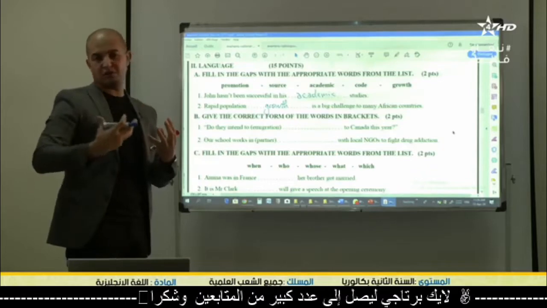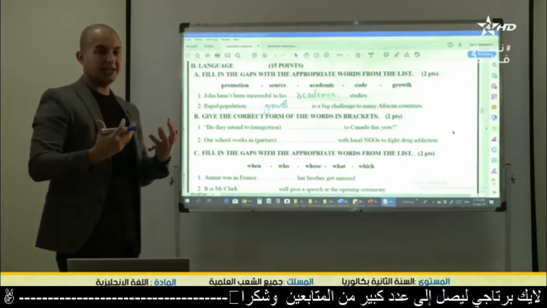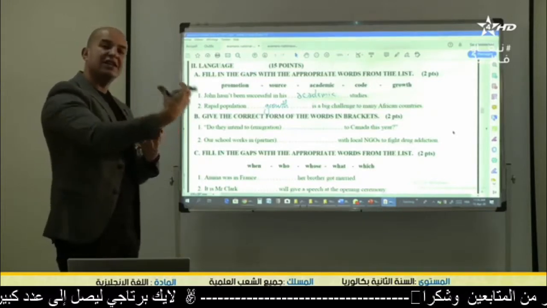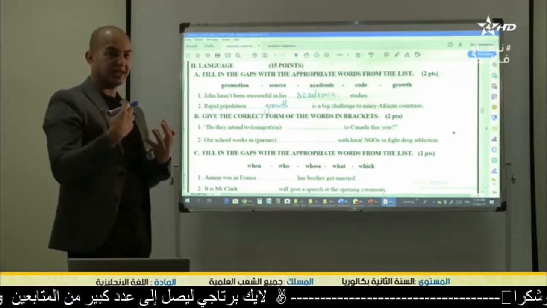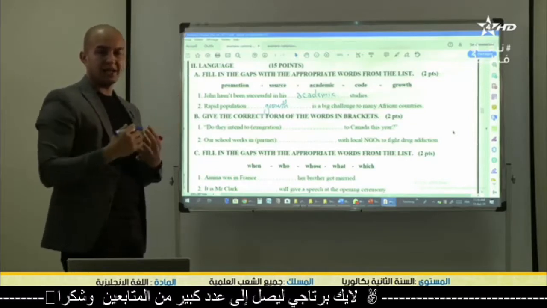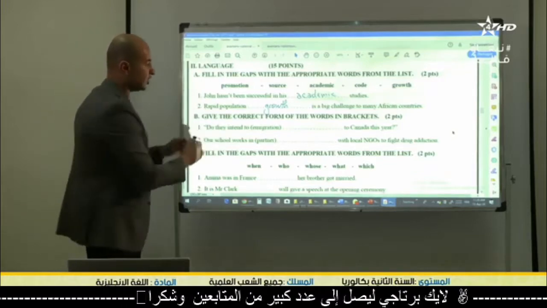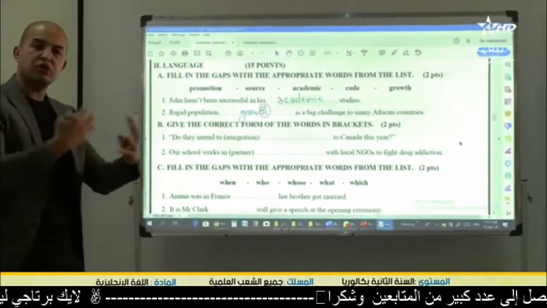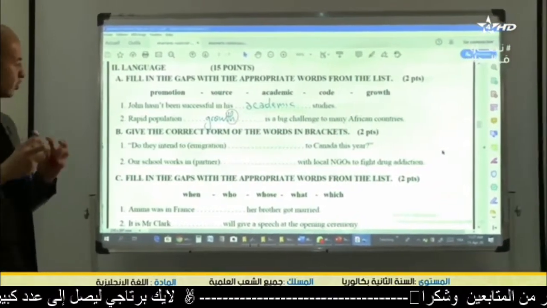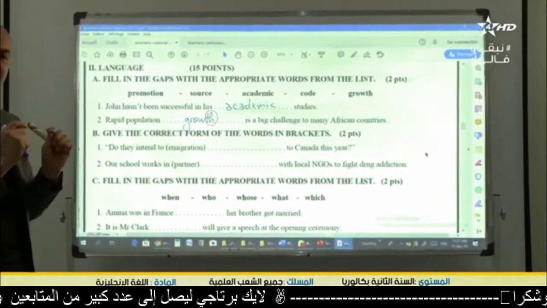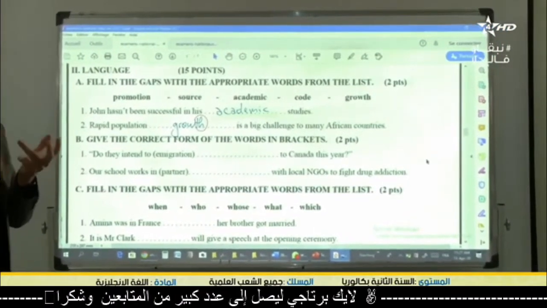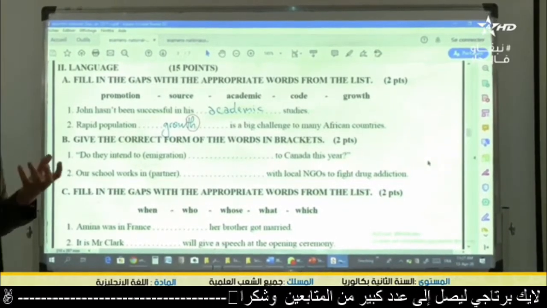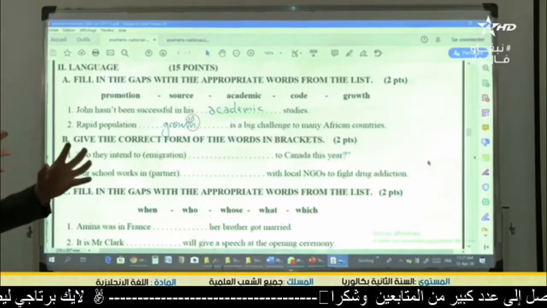We have a number of prefixes like re, mis, co, anti, and we have suffixes like -tion, -ity, -ment, -th. The th here is a suffix. So we're going to use prefixes and suffixes in order to put the words in the right form. Sometimes we need a verb, sometimes a noun, sometimes an adjective, and sometimes an adverb, depending on the sentence.